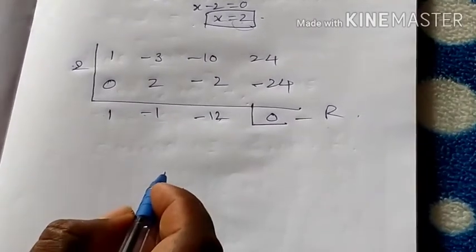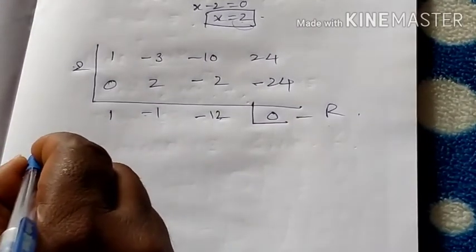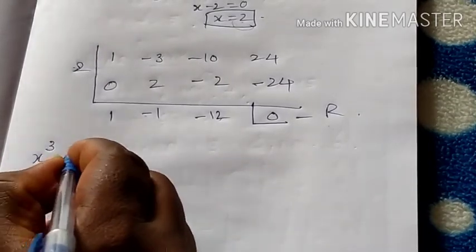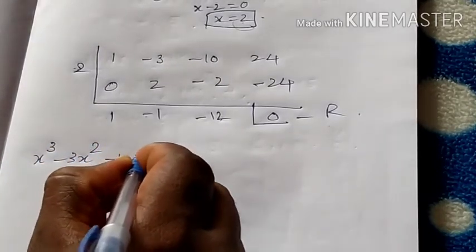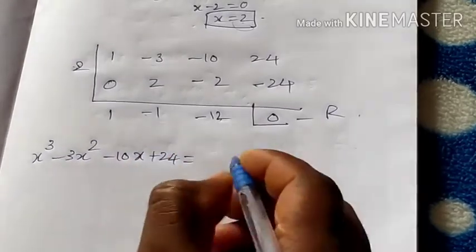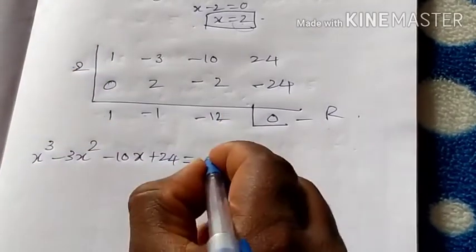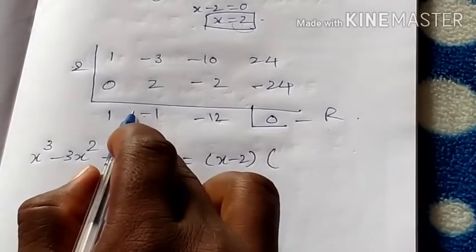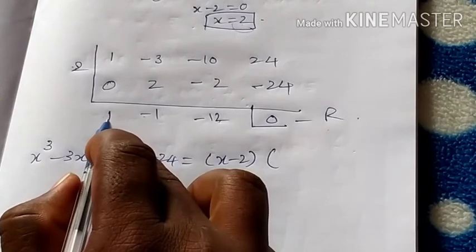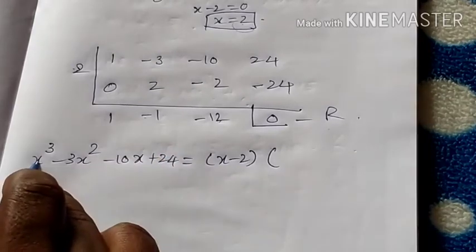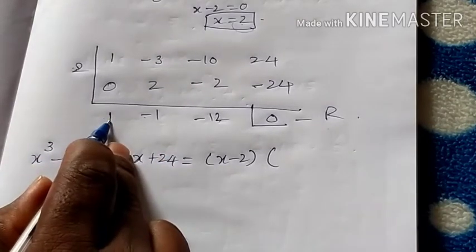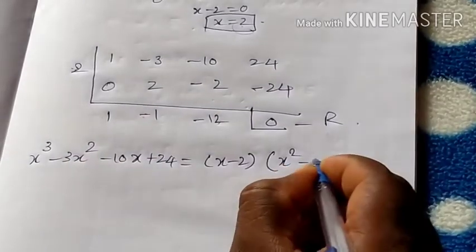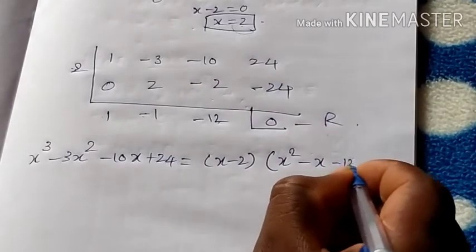Here p(x) is the given polynomial, x cube minus 3x square minus 10x plus 24, and x minus 2 is one of the factors. Then write the quotient of the polynomial. This is the quotient: 1 into the cubic polynomial, so we write a quadratic polynomial, 1 into x square minus 1 into x minus 12.